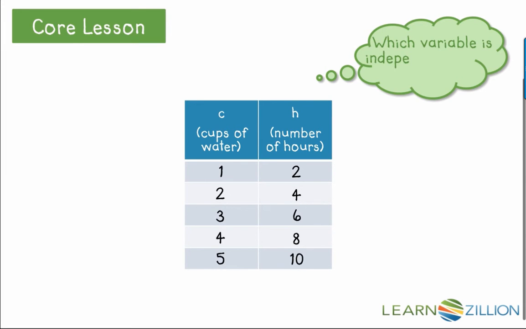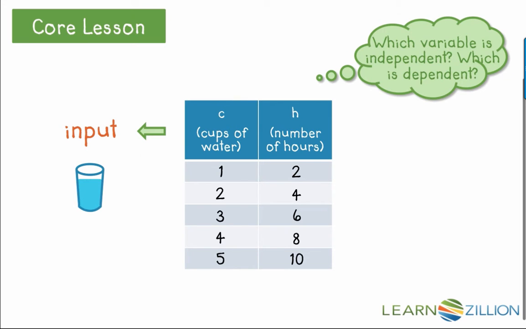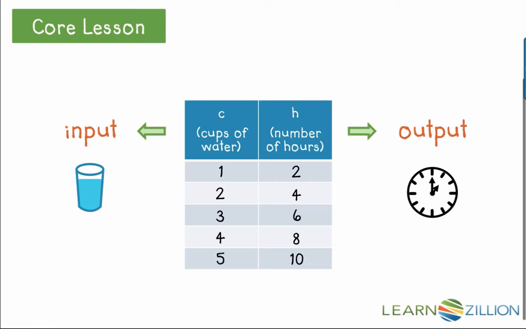How can I use the table to figure out which variable is independent and which is dependent? The left-hand column, or the input column, contains the independent value, the amount of water in cups. The right-hand column, or the output value, contains the dependent variable, or the amount of hours spent hiking. How can I use the table to figure out the relationship between these variables?